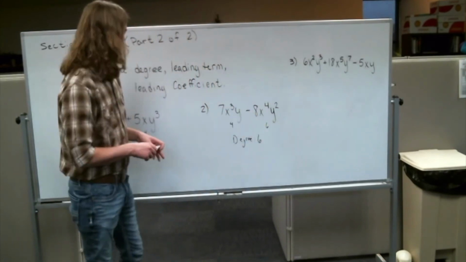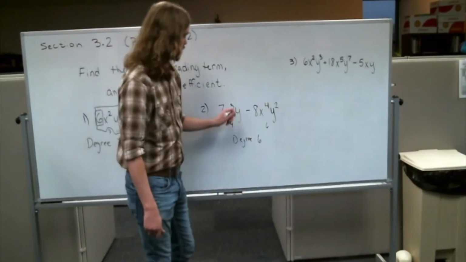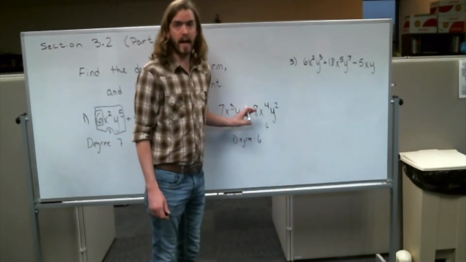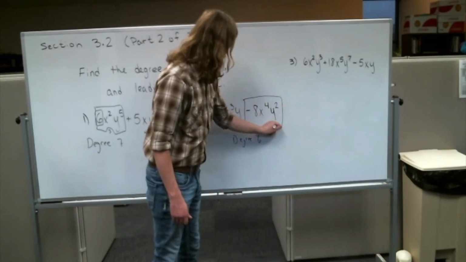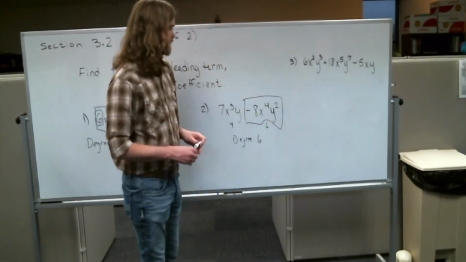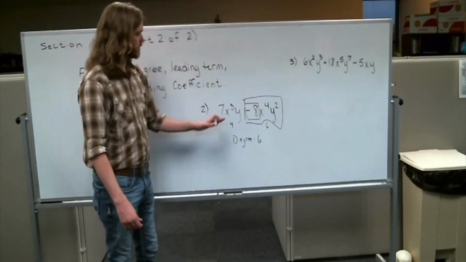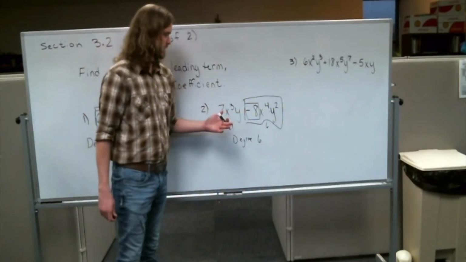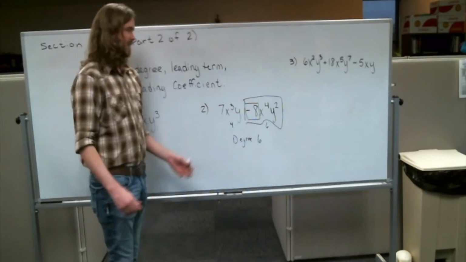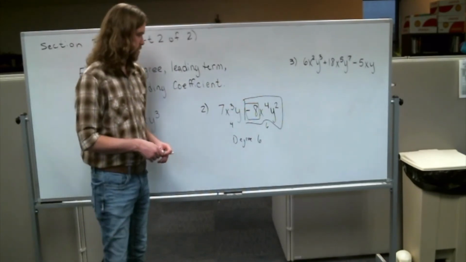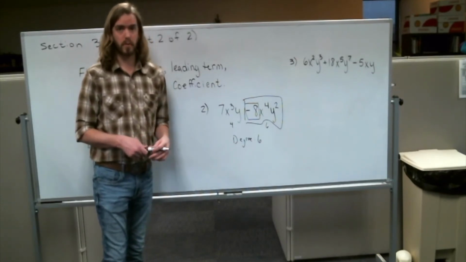Now, to find our leading term, once again, that's just the term with the highest degree, but we're going to include the negative on this, right? That's very important that we do that. So our term is negative 8x to the fourth y squared. And our leading coefficient, that's just the coefficient that is associated with our leading term. So it's going to be negative 8. As you can see, our leading term may not always be the first term that's in the polynomial.